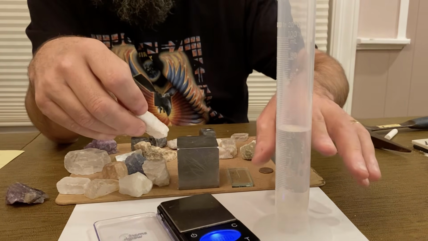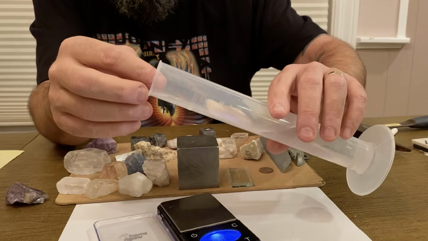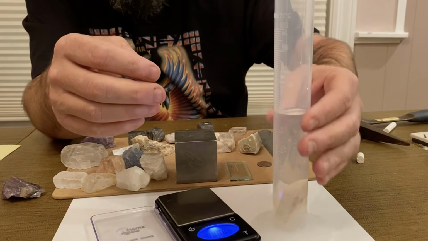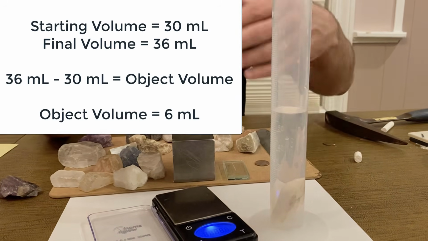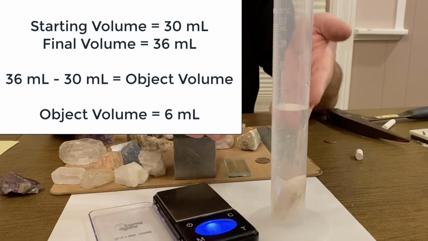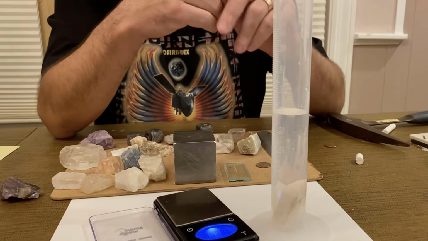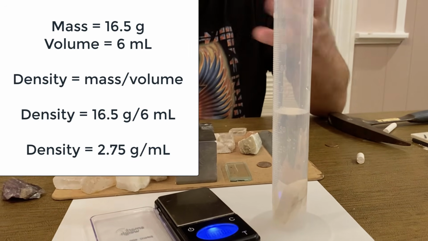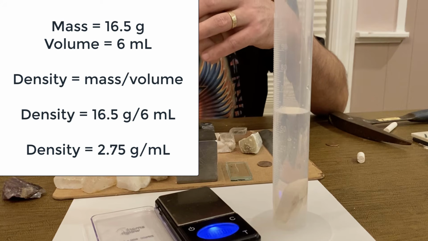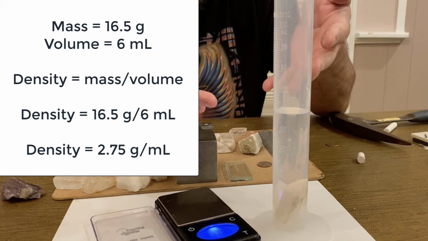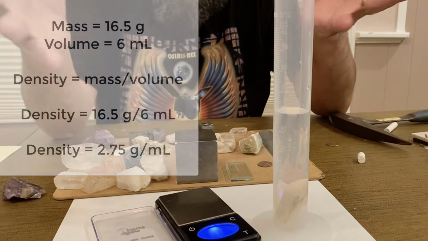So if this is at 30 and I slide the mineral in, and I read the new volume and it goes up to 36, what that means is that the volume of this mineral is 6 milliliters. And then what I'll do is I'll take that original mass that we found of 16.5 grams and I'll divide it by that 6 milliliters, and that will tell me the density of that mineral. And you're going to do that for all the rest.